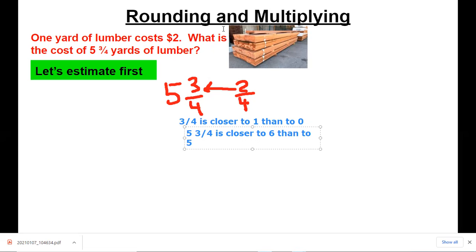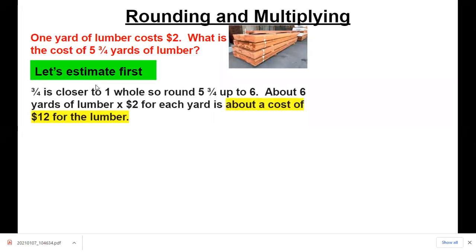Okay? All right, I'm going to clear that and let's see that. So we have 3/4 is close to 1 whole, so round 5 3/4 up to 6. So about 6 yards of lumber times $2 for each yard is about a cost of $12 for the lumber. 6 times 2, $12. So real easy to do in your head. Now when we get the exact answer, it should be close to $12 if we don't do any math mistakes.